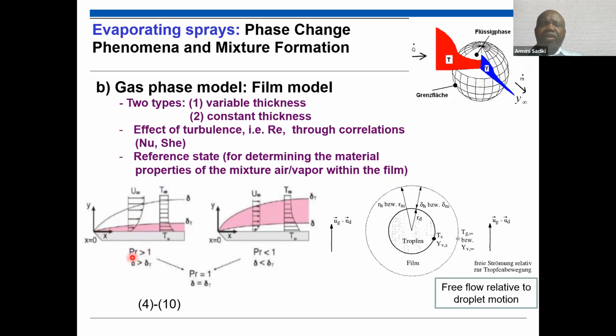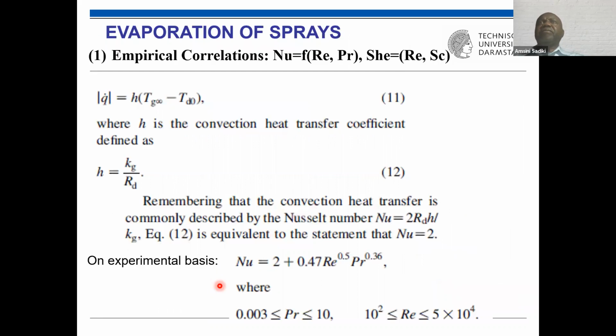this is the situation where the Prandtl number is larger than 1. If the flow boundary layer is very small, then the thermal boundary layer will be larger than the flow boundary layer. If we have the Prandtl number equal to 1, then these two will be the same. It is only for your information.